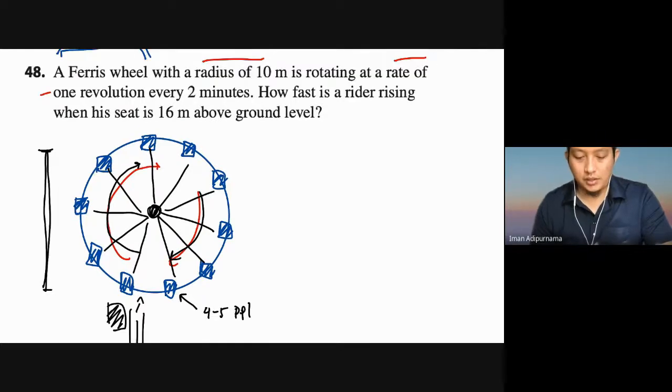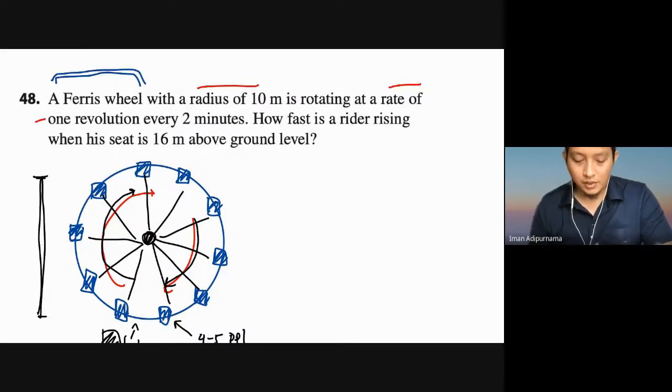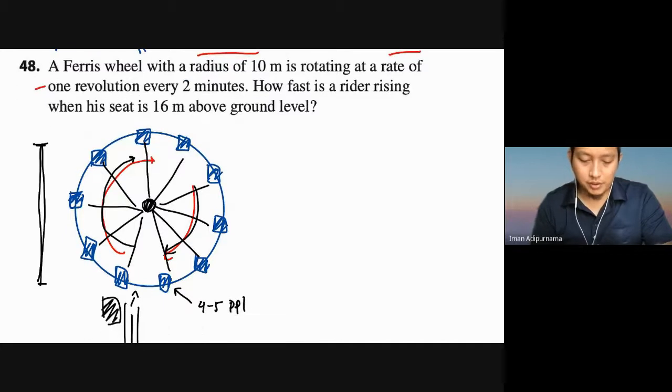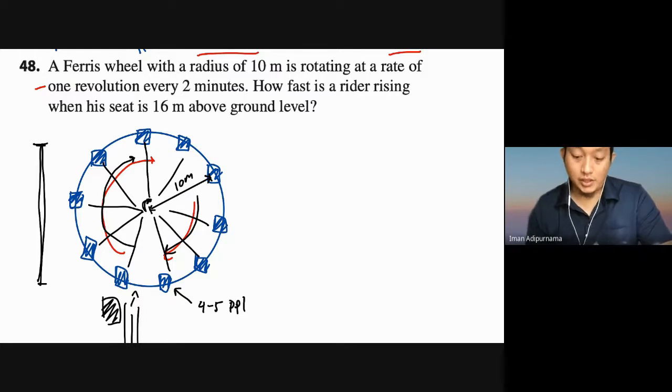Yeah. So the radius is 10 meter. So let me mark this: the radius is 10 meter. Let me just write this, 10 meter. The radius is 10 meter. It's rotating at a rate of 1 revolution every 2 minutes.